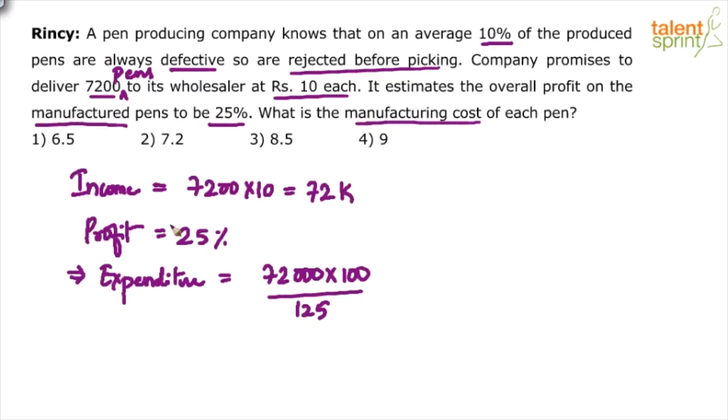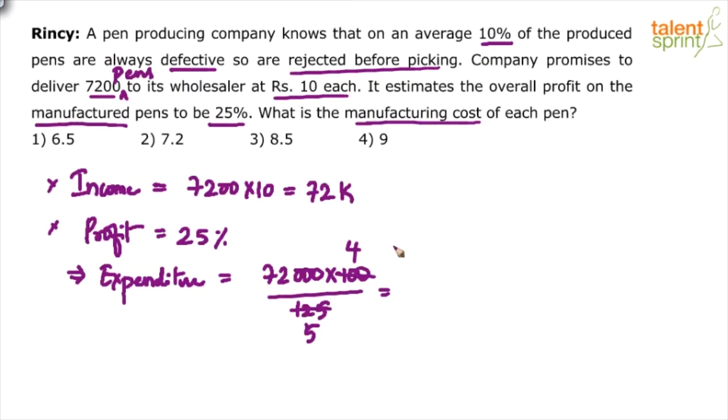And when you actually solve it in the exam, you should not write the first two equations here. You should directly write the expenditure equation. Right? 72,000 into 100 by 125. Solve this now. What happens? 25 into 4, 25 into 5. So 72,000 by 5 will be what? 14,400. 14,400 into 4. How much is that?